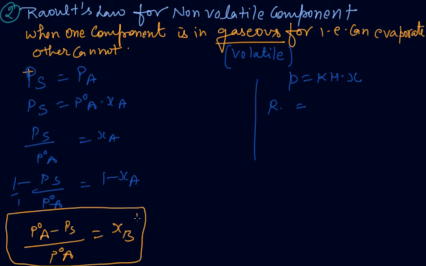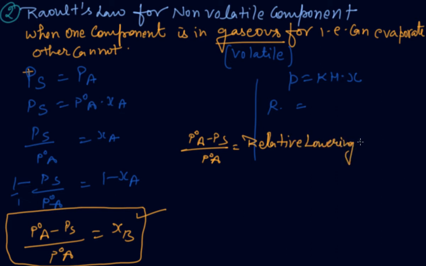Mole fraction, we can find out, this is the total pressure. We can take two things from here. Whenever it comes in the form of P naught A minus PS upon P naught A, it will give you relative lowering in vapor pressure. And when we take this one, P naught A minus PS, that gives you lowering in vapor pressure. These are the two typical terms.